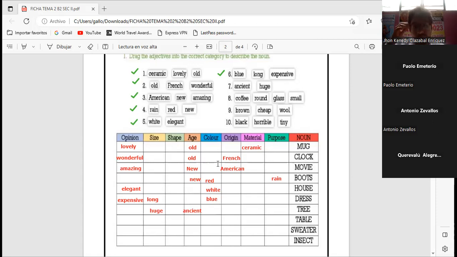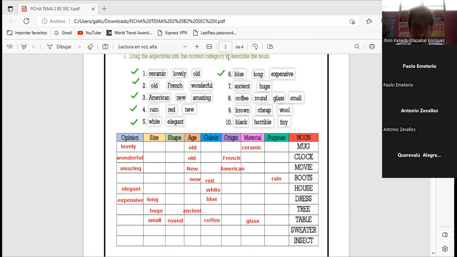Number eight, coffee, round, glass, small. Coffee, color. Coffee is color. Round, shape, nice, Santiago. Shape is la forma. Glass is material. Material. Small is size. Size, perfect.